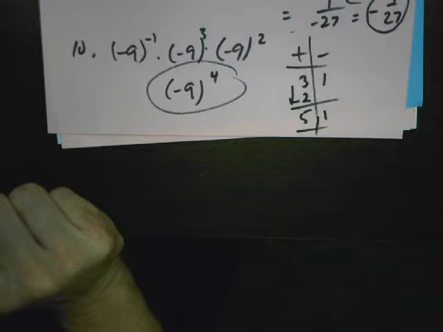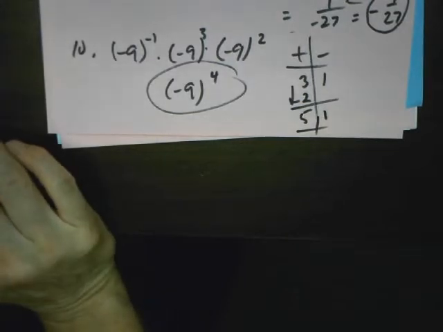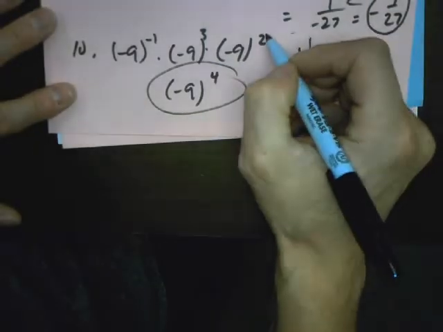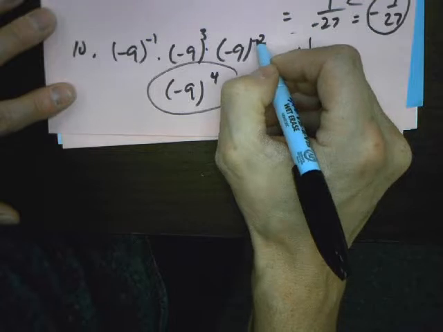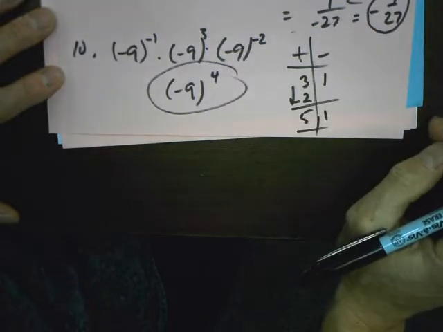Who has more positives? -9 to the 4th power. And I don't need to multiply that out because of the directions. And I just realized I copied this problem wrong. I apologize. This is actually a negative right here. Sorry about that. The reason I caught that is because I checked my answers.